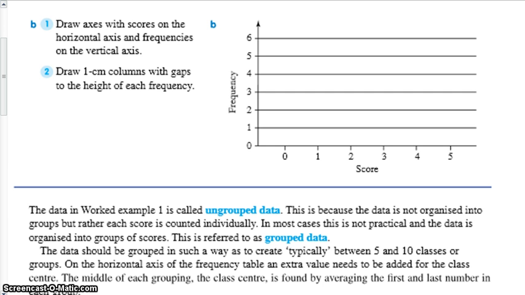So yeah, independent across the horizontal. Anything you calculate, which is dependent, because it depends on what you use to calculate it, is the vertical. So the score is independent of the frequency. The score is the score. But the frequency depends on how often that score happens. So it is dependent.